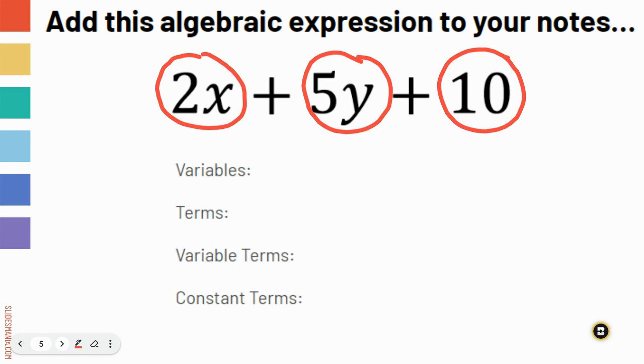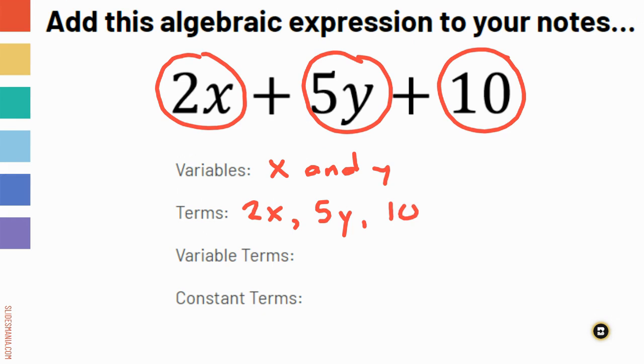Okay, so we want to identify our variables. For our variables, remember those are our letters, so we've got x, and we have y. Okay, so our terms, again, those are the things that I circled. So they are separated by either plus signs or minus signs. And remember, if something has a minus sign, that's actually a negative number or term. So for our terms, we've got 2x, we've got 5y, and we've got 10.